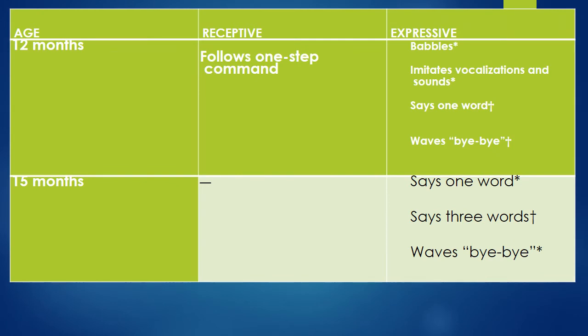Now, typically, a 12-month-old child in the receptive language can follow one-step command, and can babble and already imitate vocalizations and sounds, can say one word, and can wave bye-bye. And a 15-month-old still can follow one-step command and can express himself or herself by saying one word or at least 3 words, and waves bye-bye.